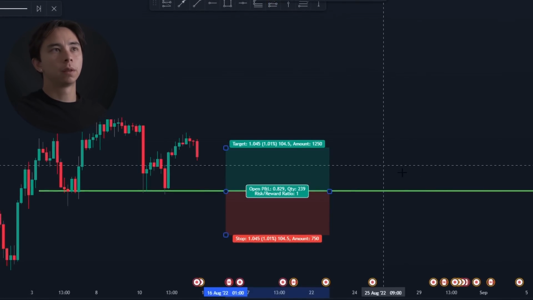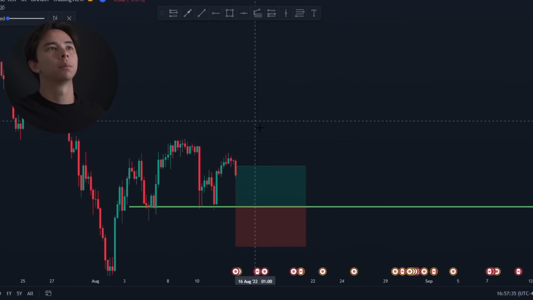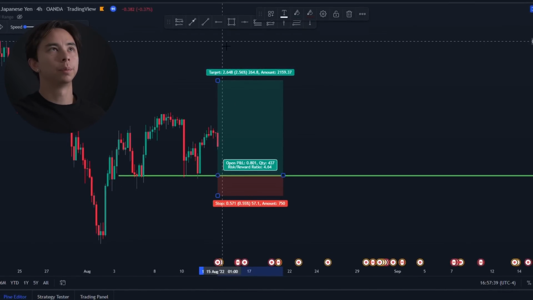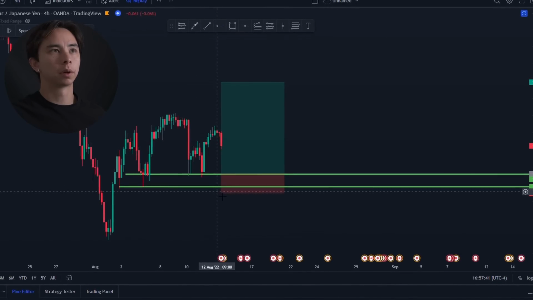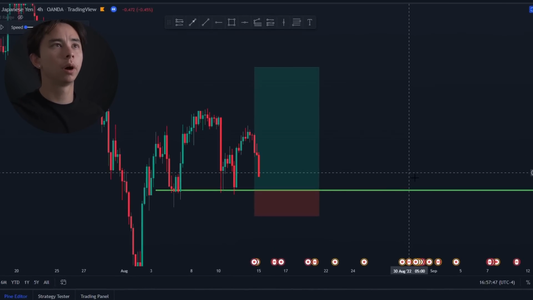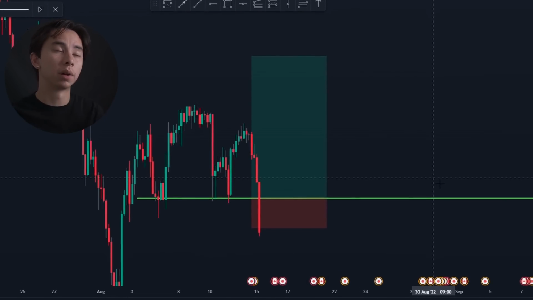Most people will set their target right there, and they'll say, this is where I'm going to enter, my take profit is up here, and my stop loss will be below these wicks right here, just to cover that extra space. Now, something people do not take into account, as you can see, is that it just goes straight into my stop loss.